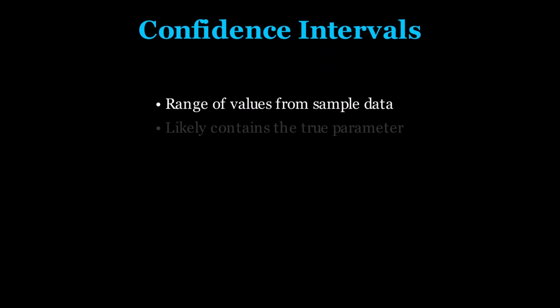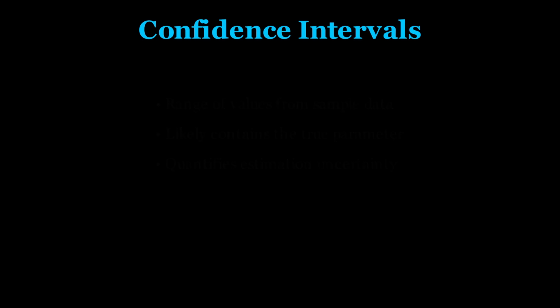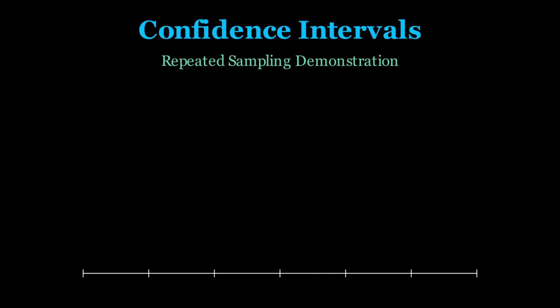A confidence interval is a range of values derived from sample data that is likely to contain the true value of an unknown population parameter. It quantifies how uncertain we are about our estimate. For example, a 95% confidence interval means if we took many samples and computed a confidence interval from each one, about 95% of those intervals would contain the true parameter.